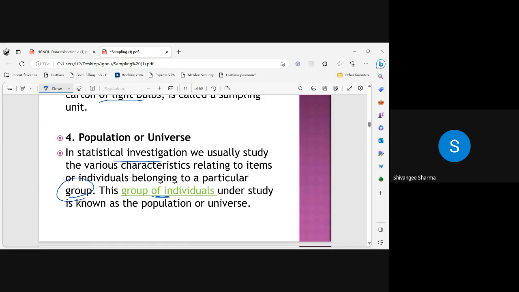And that particular group of individuals is population or universe. Now, you should understand one more thing also. If you are doing any market research or performing any research, you have to be very particular in identifying your population or universe.